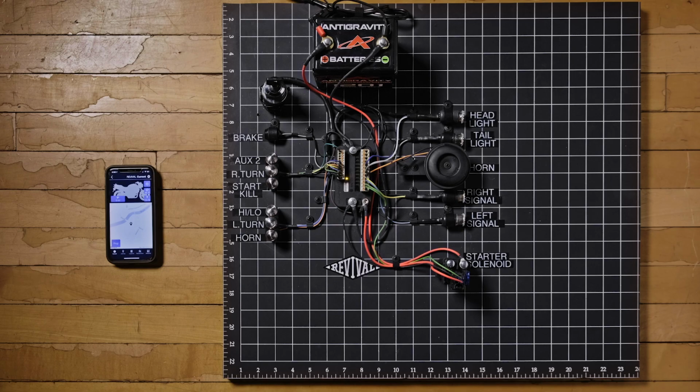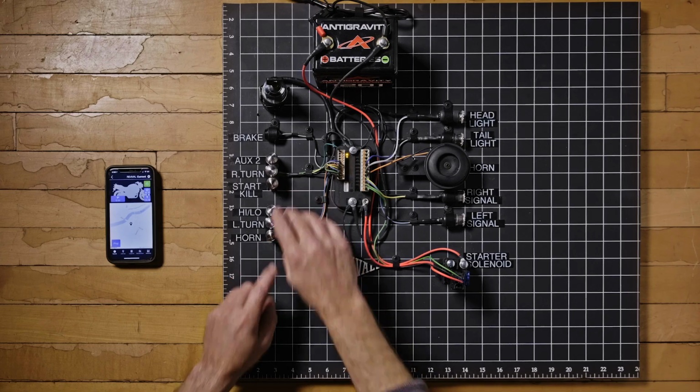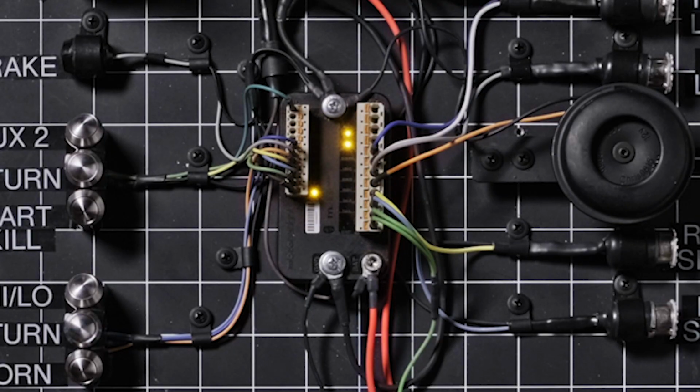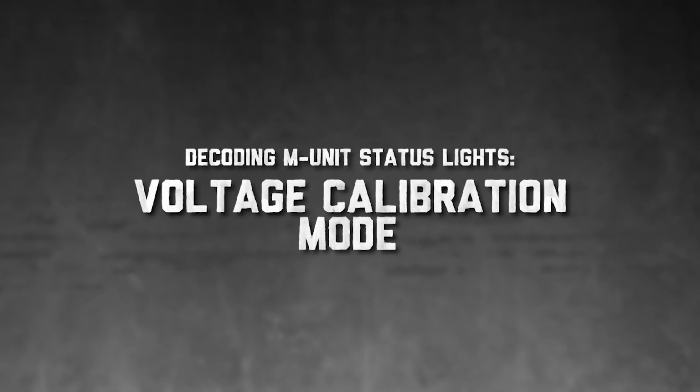Using Keyless Go. With your phone paired to the m.Unit, press the horn and the start buttons simultaneously. The lock, ignition out, and aux 1 LEDs will light, indicating power to these circuits. Then press the start button again to activate the starter motor.